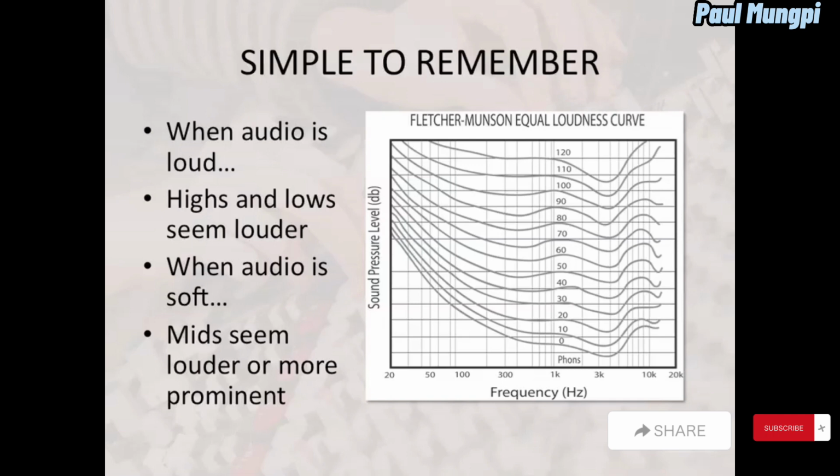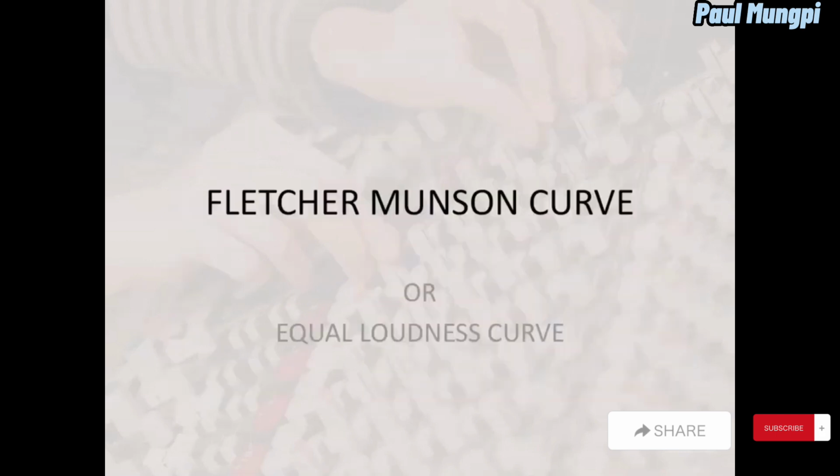So the key is, if you listen and you mix at a soft level, when you turn it up, everything is going to sound better and more balanced. And so that's kind of the relationship that we have here with mixing and the Fletcher-Munson curve, or equal loudness curve.